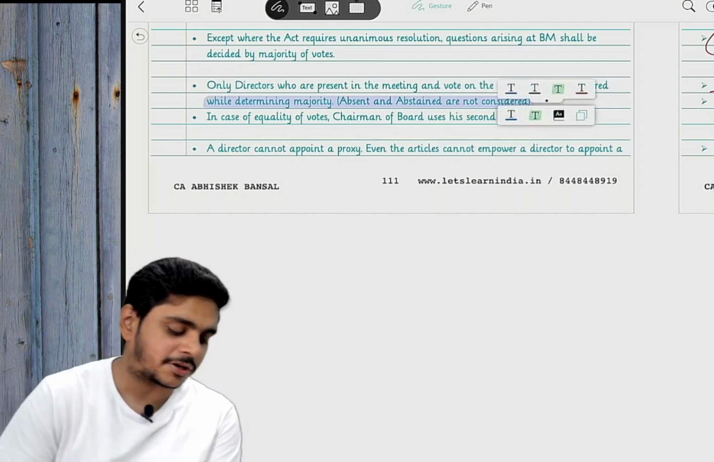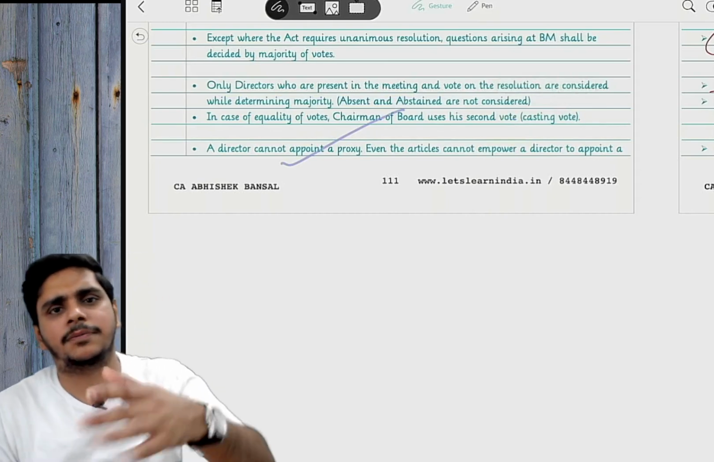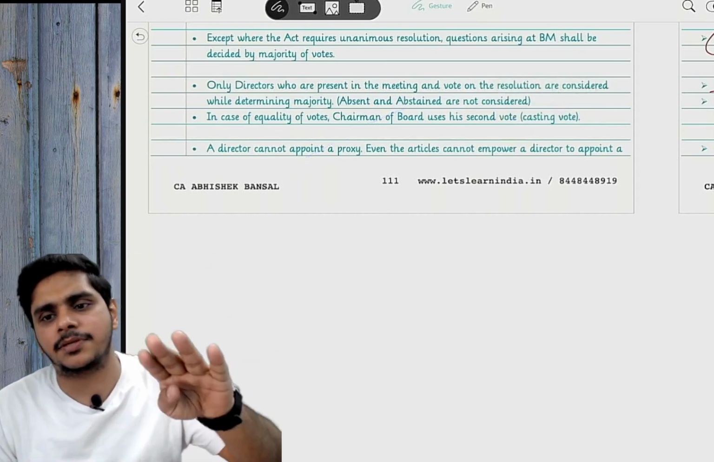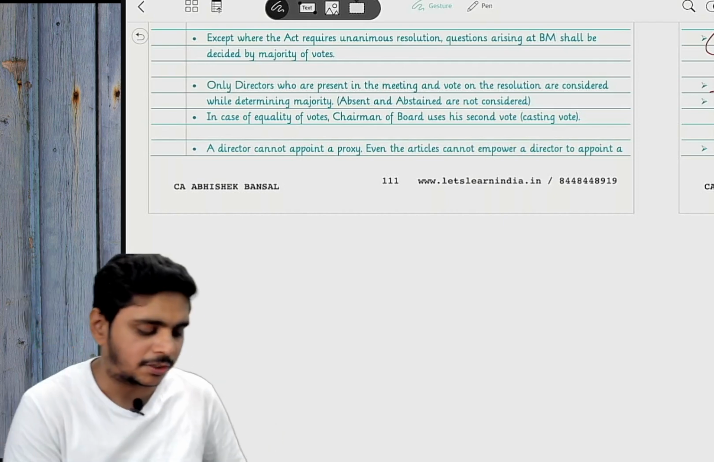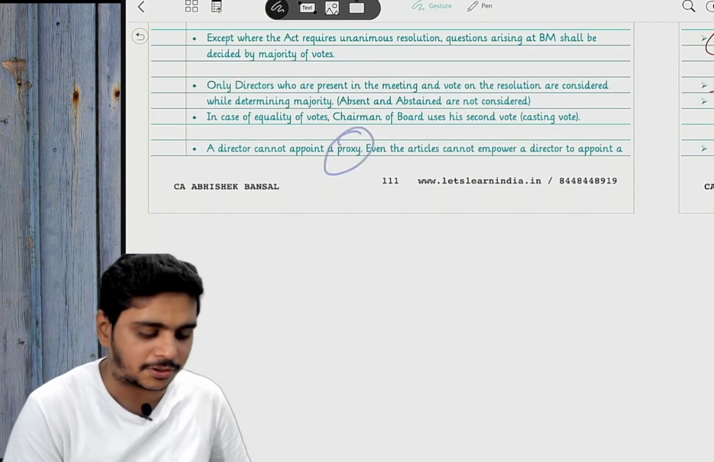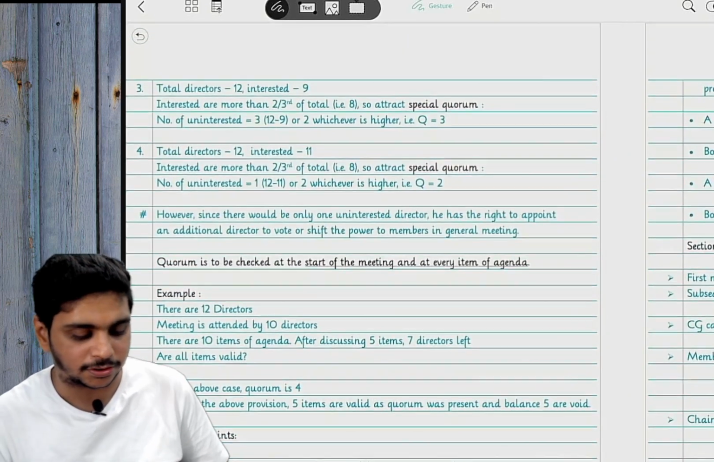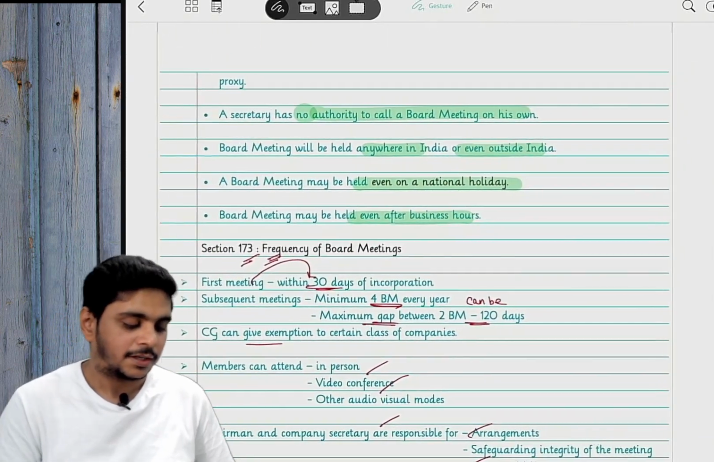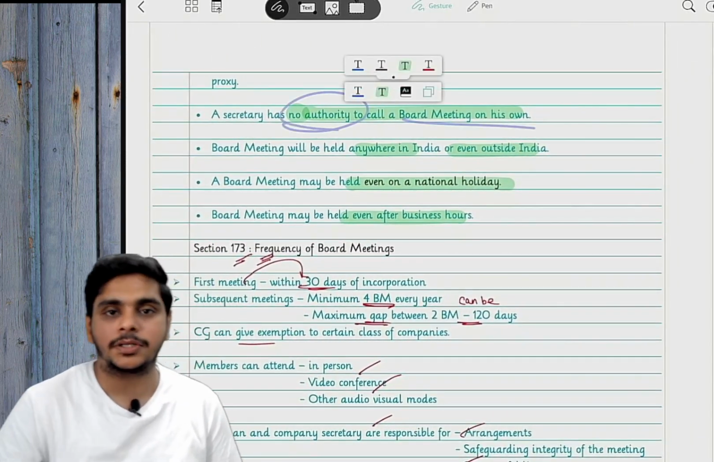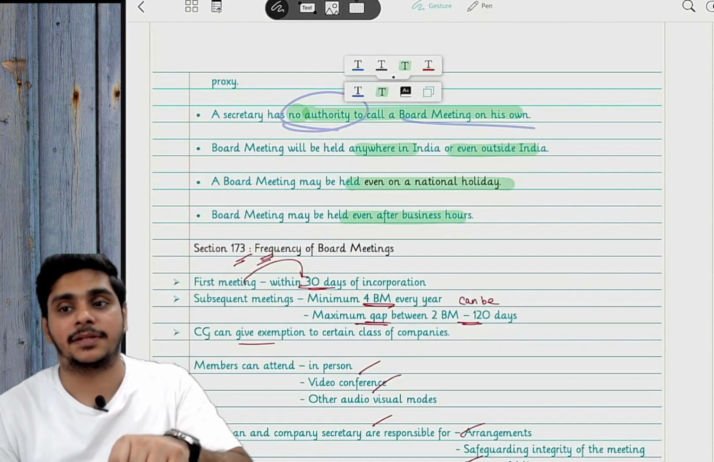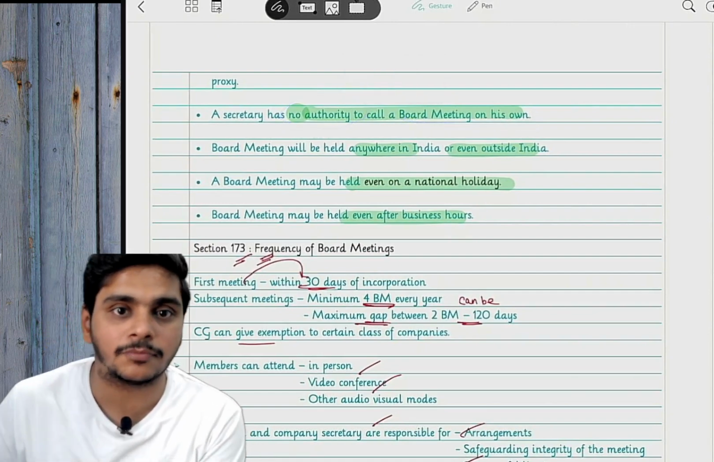A director cannot appoint a proxy, because the concept of proxy is there only for members' meetings. Even the articles cannot empower a director to appoint a proxy. Then, a secretary has no authority to call a board meeting on his own. The board should decide by a majority that they want to call a board meeting.